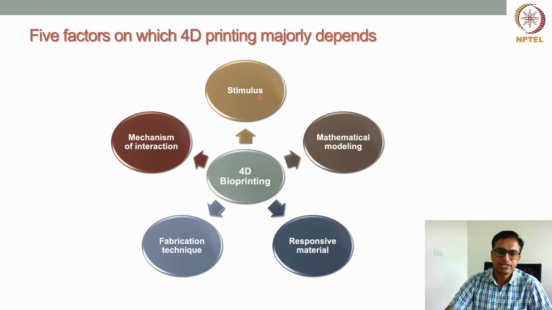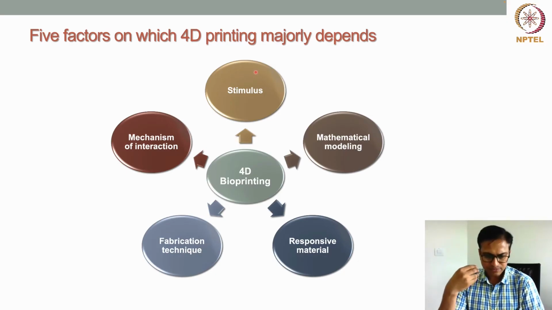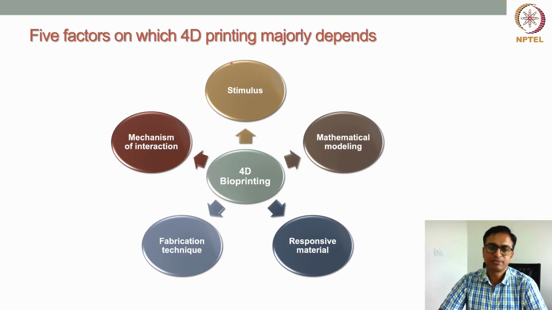After the stimulus is given, if the changes happen, then depending on what type of stimulus is given, and whether the 4D bioprinted or 3D bioprinted structure is responsive to that stimulus or not, that is what 4D bioprinting depends on: the stimulus. Again, some kind of mathematical modeling can be employed, and has been employed, to understand this 4D bioprinting process.